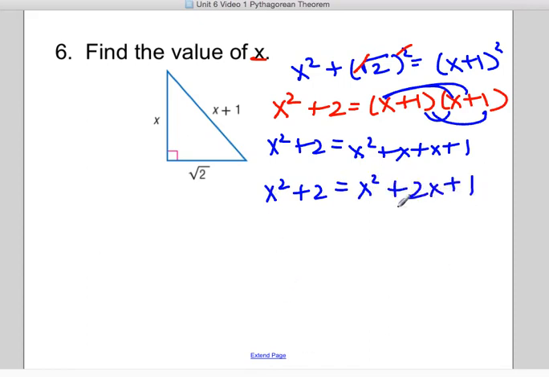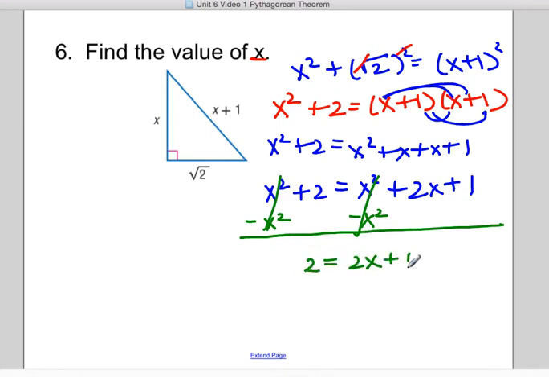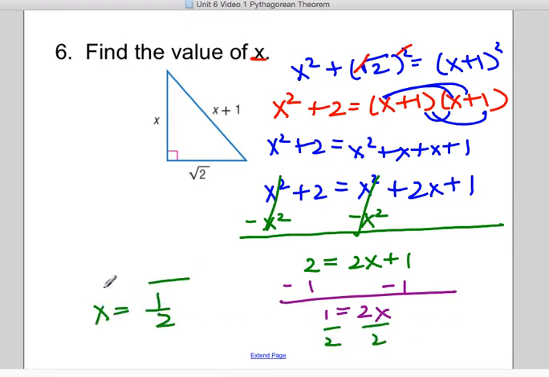And one thing I noticed is they both have an x squared. So if I subtract x squared from each side, those cancel. And I'm left with 2 is equal to 2x plus 1, which is a nice problem we know how to solve. I would subtract 1. 2 minus 1 is 1, so 1 equals 2x. Divide both sides by 2. So x is equal to 1/2. There it is, solved. Okay, so if you have any questions on number 6, please let me know, because there will be a problem like this on your upcoming quiz.